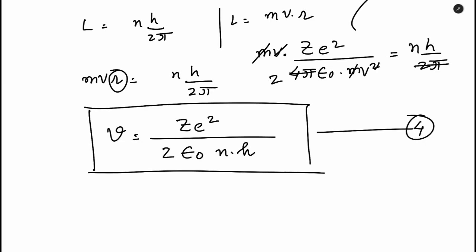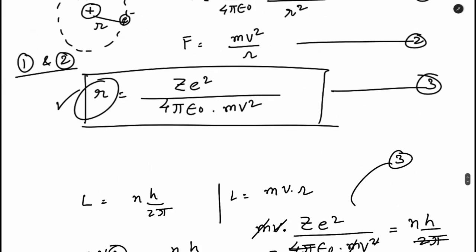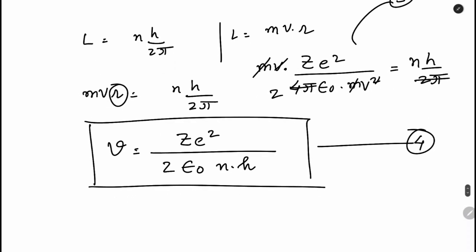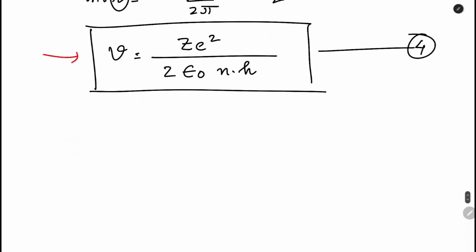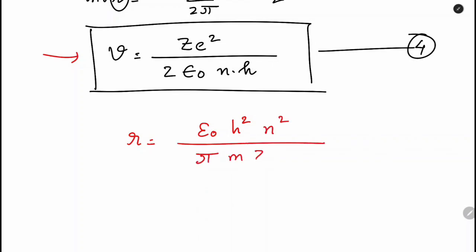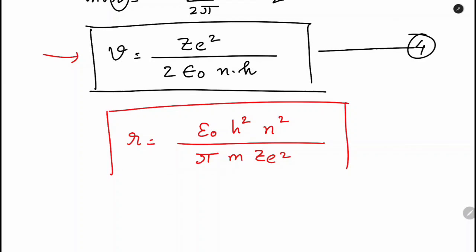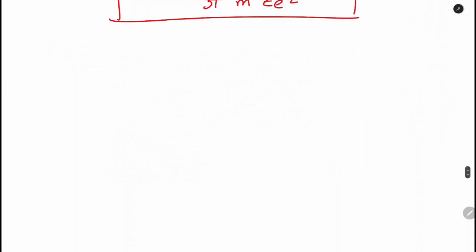Okay. Now if we substitute this value of v in equation number 3, what will we come up with? We will have the value of r as ε₀h²n² divided by πmZe². I hope you guys have understood. If not, I will do it again. Should I? Okay, I'm doing it.